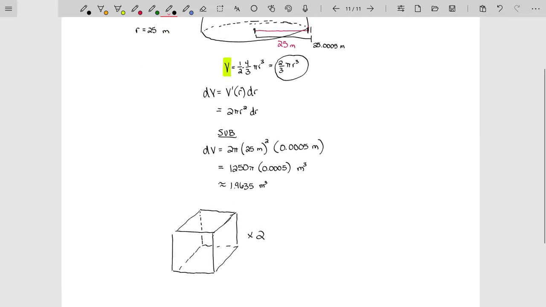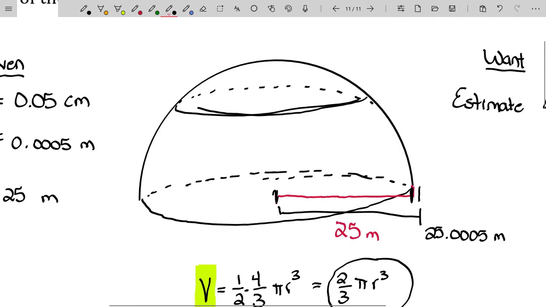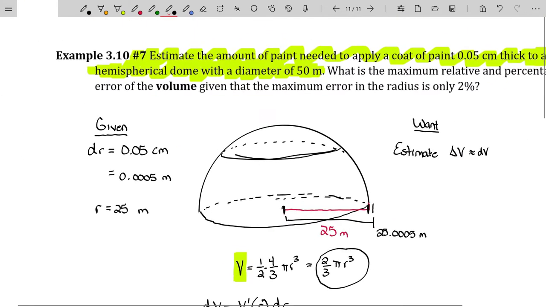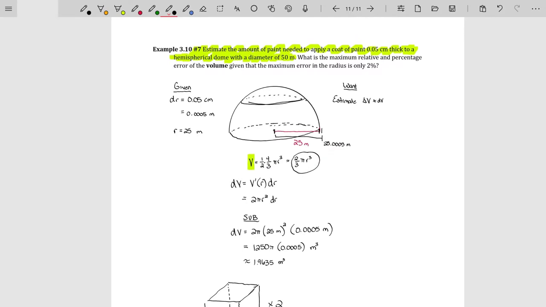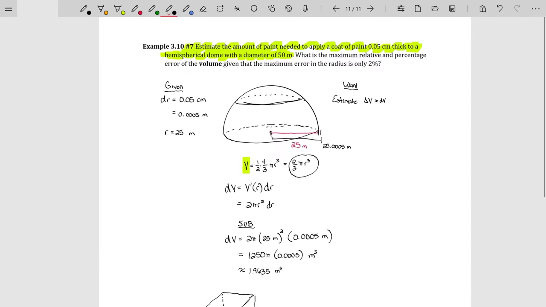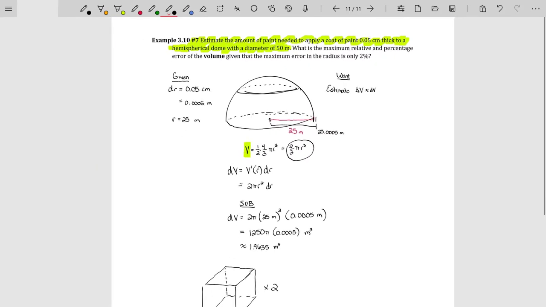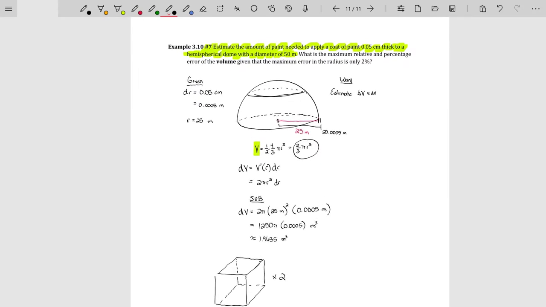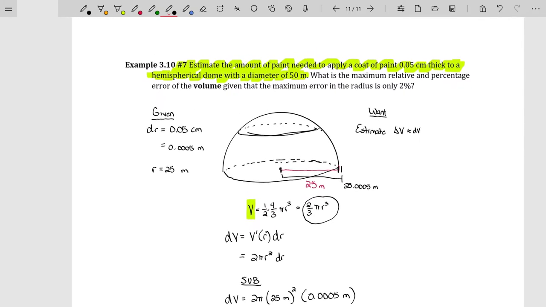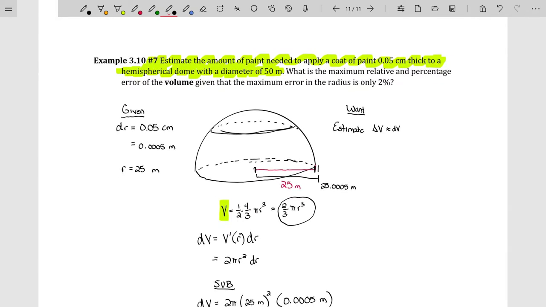It's true, that's how much paint you would use if you were to apply the paint to where it's 0.05 centimeters thick to a hemispherical dome of radius 25 meters. Anyway, I think that's pretty neat to interpret what the meaning is of your result. Having 2 of those 3 by 3 by 3 cubes is really pretty impactful, I think.